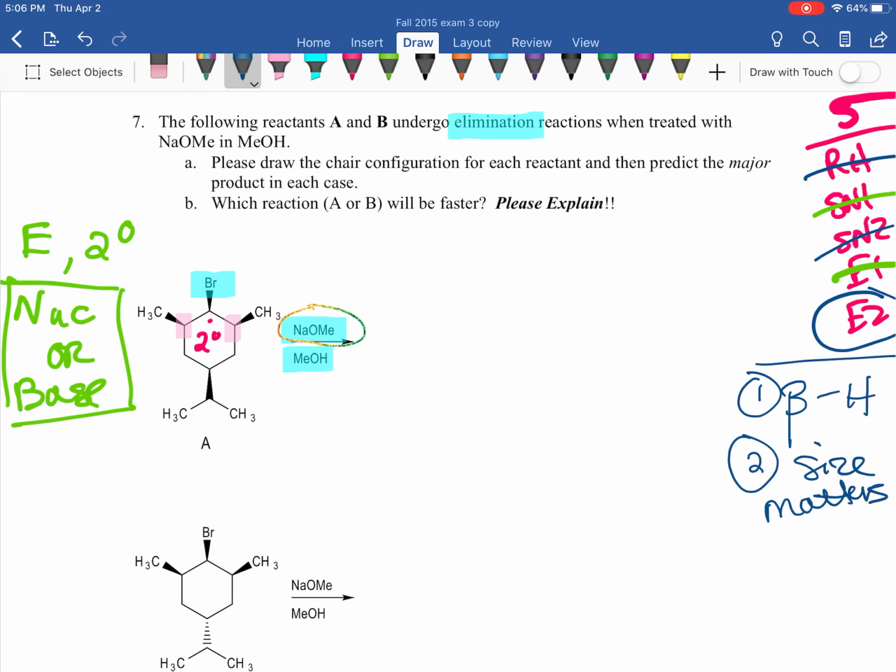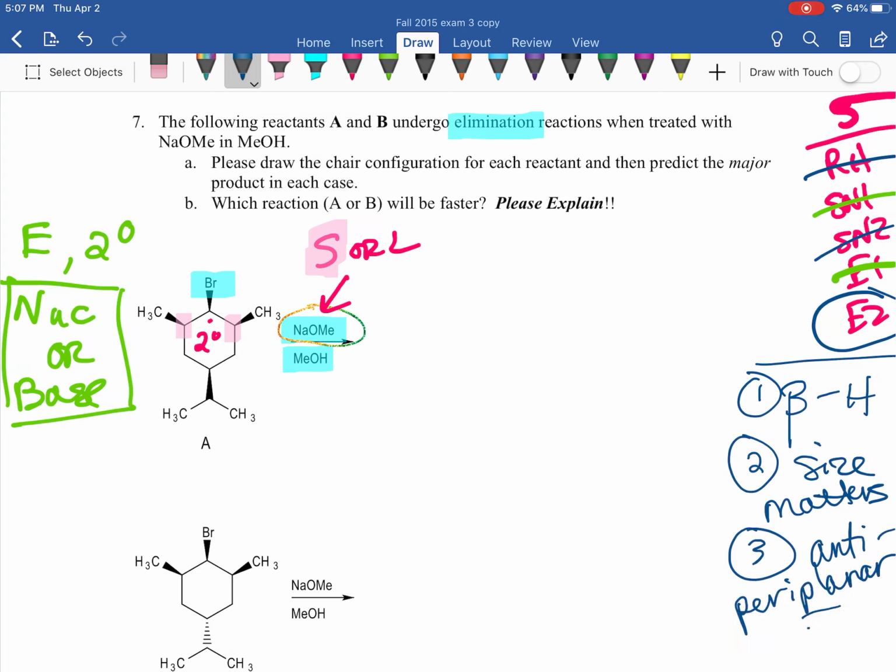So let's take a second. Let's write a quick note. Sodium methoxide, is that small or is that large? That is small. So that matters. That's going to tell us we're going to make that innermost alkene. We're going to follow Zaitsev's rule on that. And then number 3 is my personal favorite, and that is anti-periplanar. These reactions have to happen anti-periplanar.